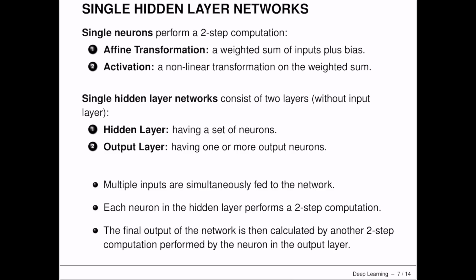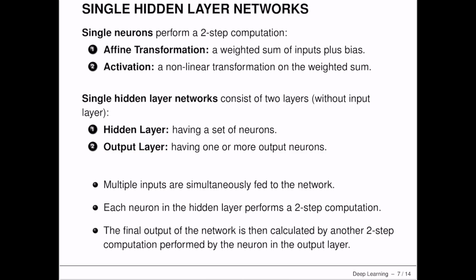Then in single hidden layer networks we have two layers of neurons, where we don't count the input layer. First we have a hidden layer which consists of a set of neurons, and then we have the output layer which consists of one or several neurons.